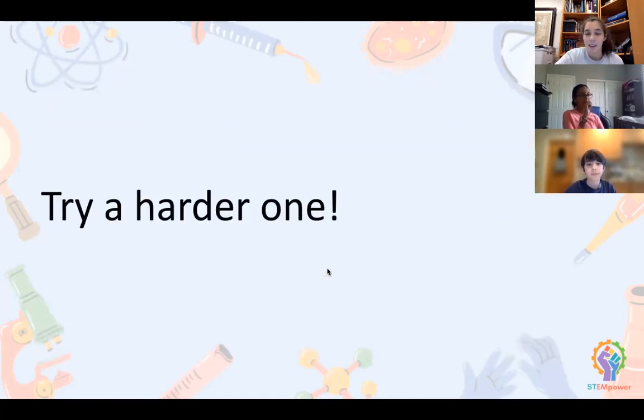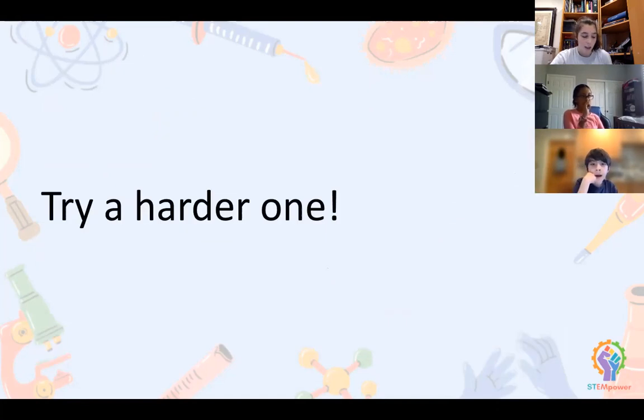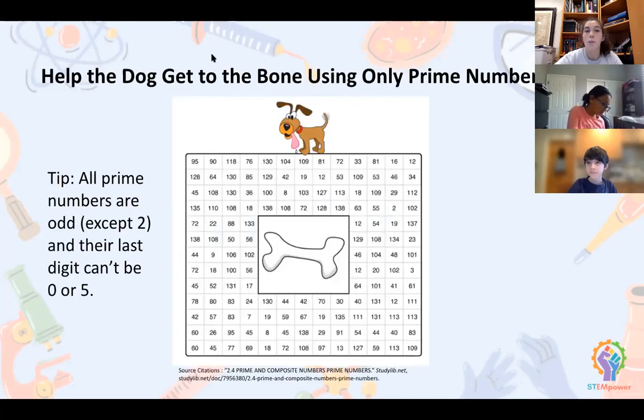Yes. And that was the solution. And then this one is a lot harder. So if you'd like to do this, definitely give it a try. I will give you a few minutes to try it. But this is a much harder one to help the dog get to the bone using only prime numbers.